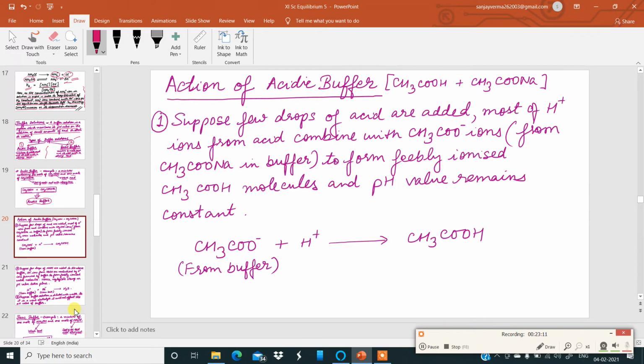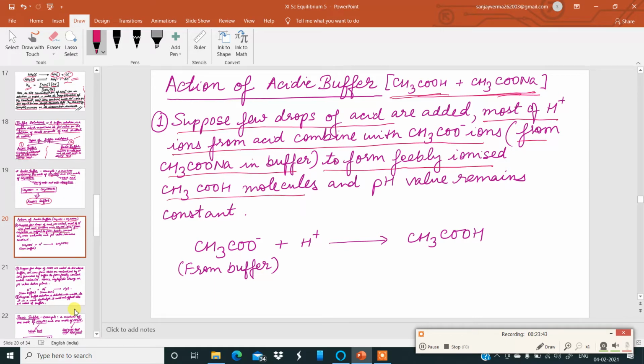Now, action of acidic buffer. Taking the same example, acetic acid and sodium acetate as the example of acidic buffer. Number one, the first case. Suppose to this acetic acid and sodium acetate buffer mixture, if equimolar amounts are taken and you add few drops of acid, most of the H plus ions from the acid combine with acetate ions from this buffer to form weakly ionized acetic acid molecules. It goes in the backward direction and the pH value remains constant. So there is no change in the pH.